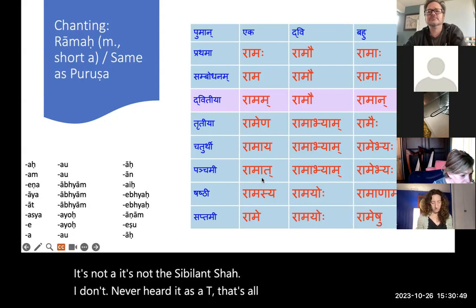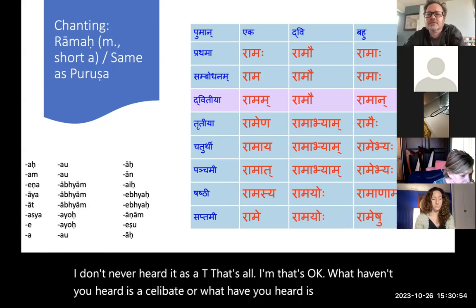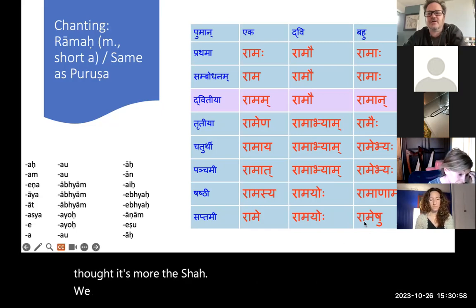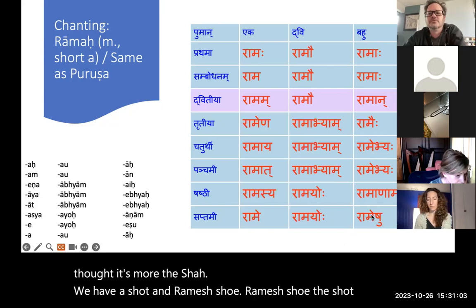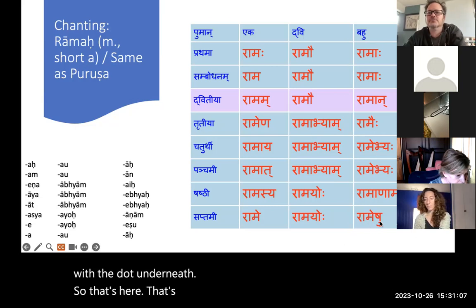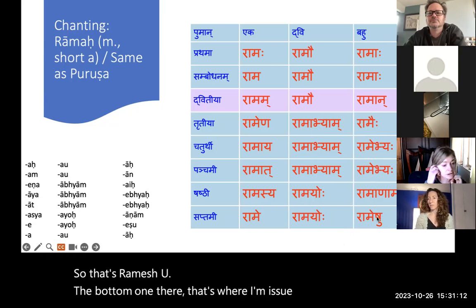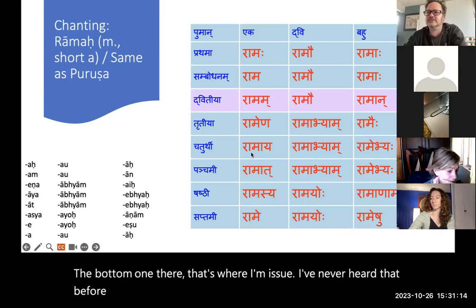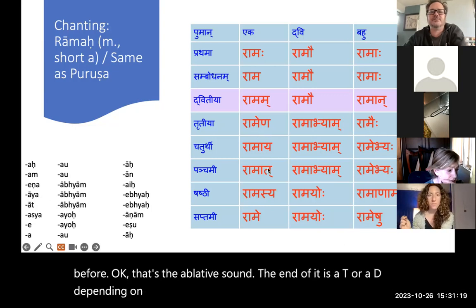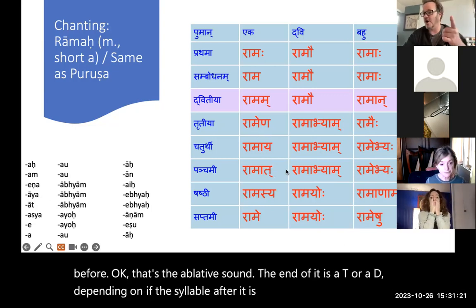That's okay. What haven't you heard as a sibilant? I thought it's more the sh. We have a sha in Rameshu. No, the sh, the one with the dot underneath. So yeah, that's here. That's Rameshu. Oh, the bottom, okay. Yeah, that's Rameshu. I've never heard the T before. Okay, what's the ablative sound? The end of it is a T or a D, depending on if the syllable after it is voiced.